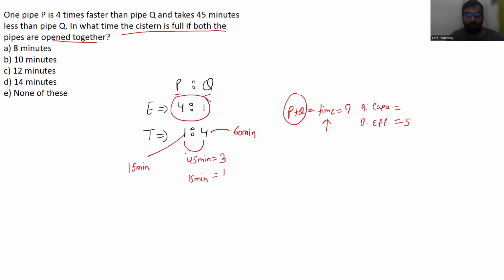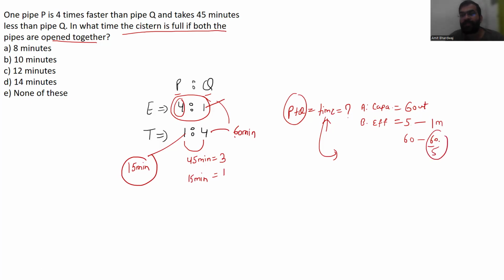What is the capacity? For capacity, you can say P takes 15 minutes, efficiency is 4. Definitely 60 units is the capacity we can assume. Like 1 is here, 60 will come, right? So in how much time can they fill? Efficiency is 5, so 5 units are filled in 1 minute. So 60 units are filled in 60 by 5, which is nothing but 12 minutes, right? Then that is my answer. And C is my answer.